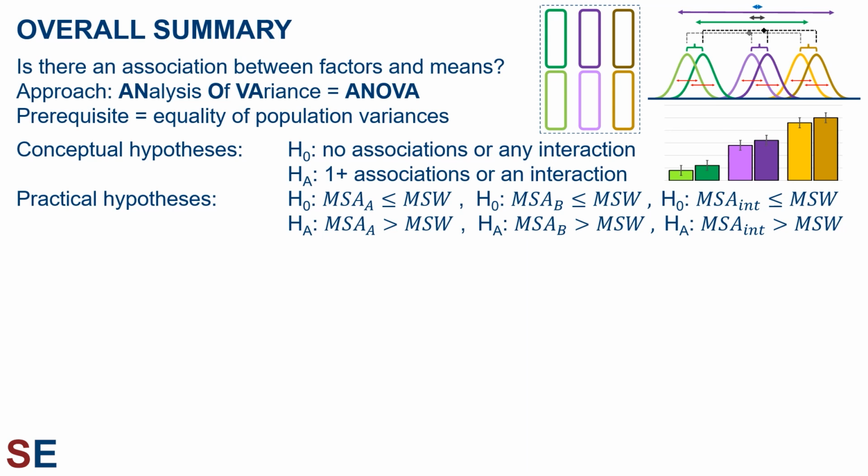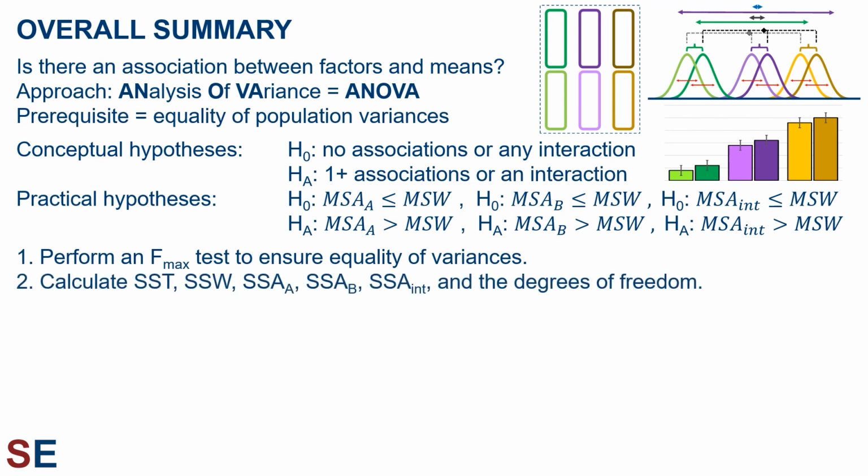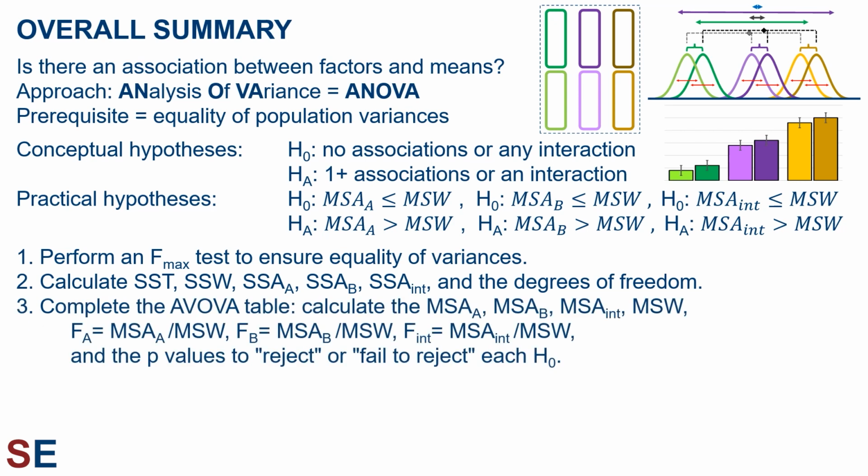To do a two-factor ANOVA, we therefore have 5 steps. Step 1. Perform an F-max test to ensure equality of variances. Step 2. Calculate the full set of sums of squares terms and identify what the degrees of freedom are for each factor and the interaction. Step 3. Complete the ANOVA table by using the values from Step 2 to calculate the 4 mean sums, and then do the 3 F-tests, one for each factor and the third for the interaction. We use the p-values from those F-tests to reject or fail to reject each null hypothesis.